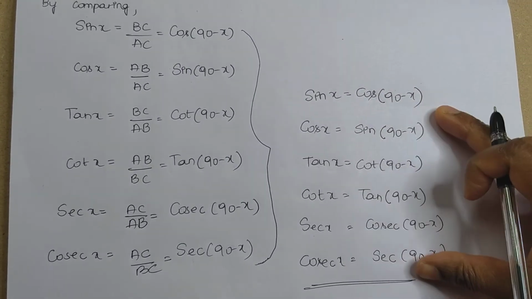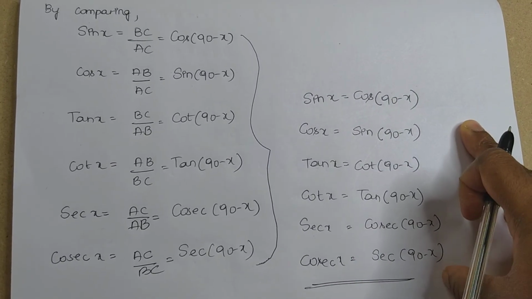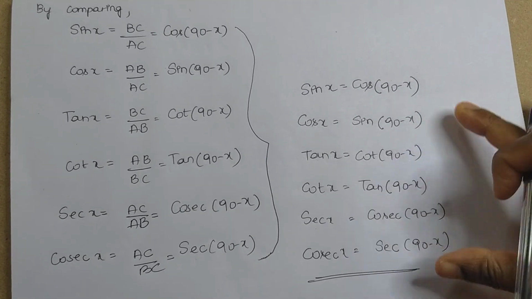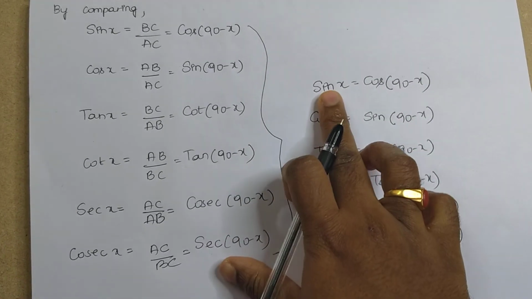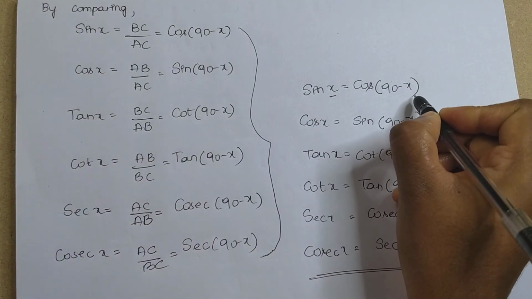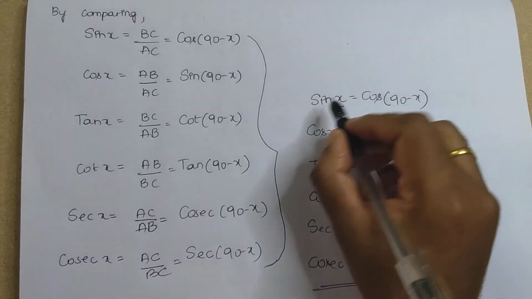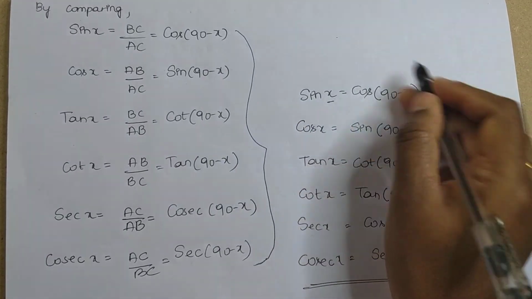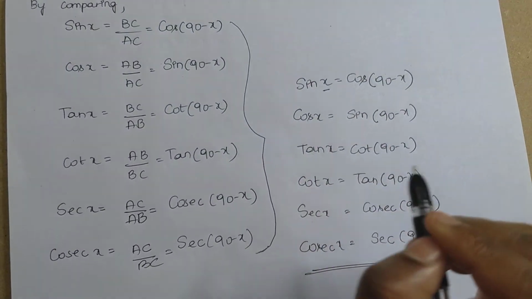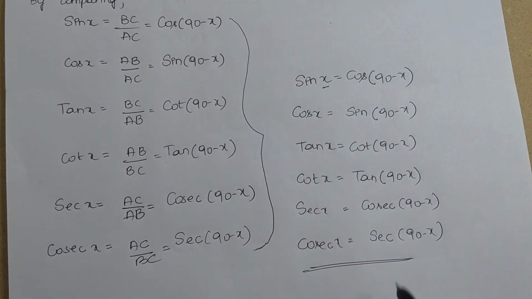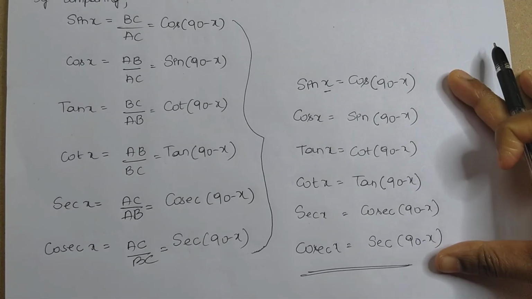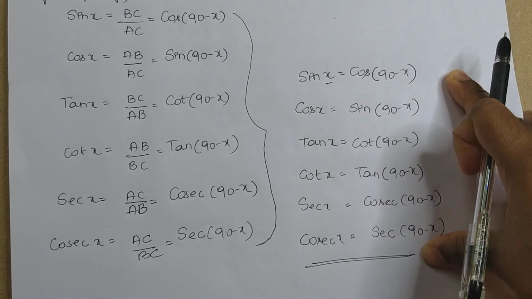Based on this only, we are going to solve the problems in the coming exercise 11.3. So this is very important. In the place of sin x, you can write cos 90 minus x. In the place of cos x, you can write sin 90 minus x. Same for all trigonometric ratios, you can replicate this. Clear? So this is the final derivation in this video.